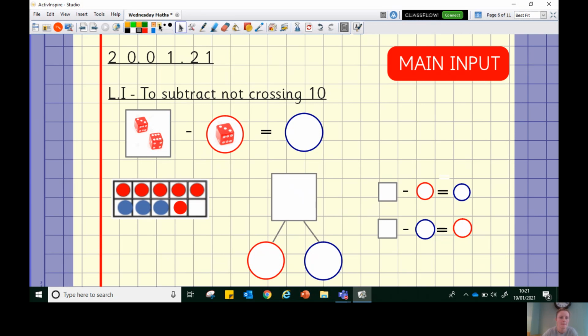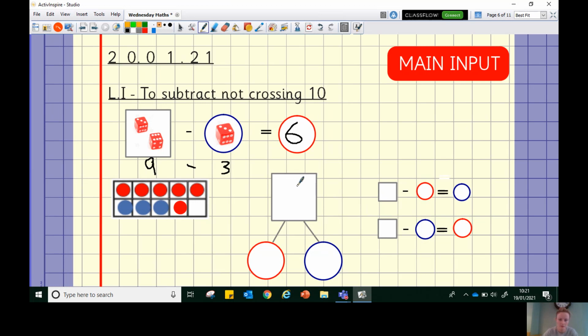Okay, let me get my pen. 9 minus 3 equals, that circle should be blue, shouldn't it? Because it's 3 blue counters minus 3 equals the red. So let's count them. 1, 2, 3, 4, 5, 6. So I'm going to have 6 in here.